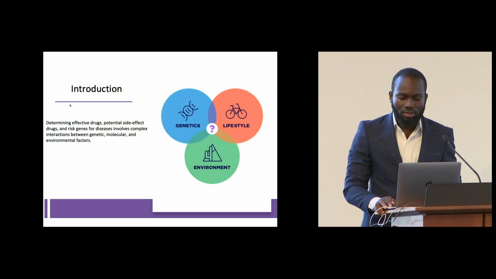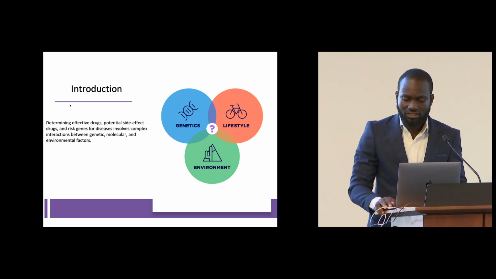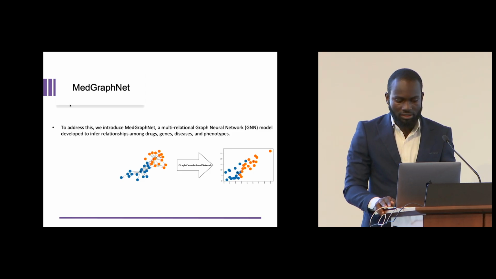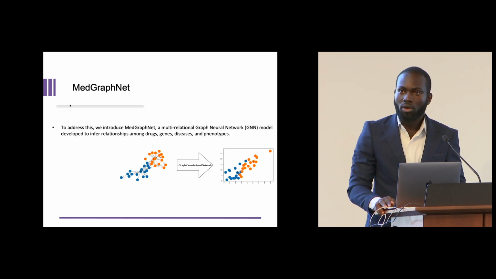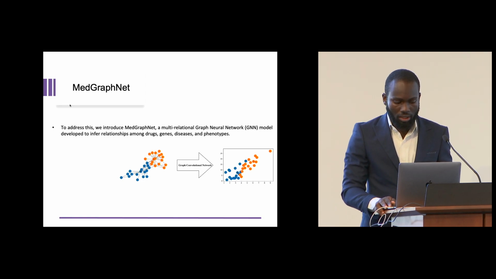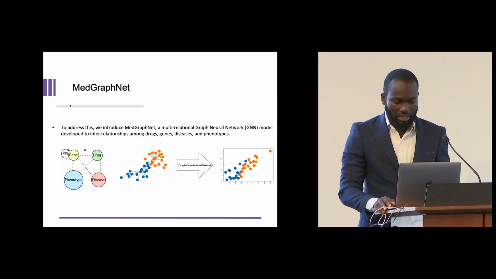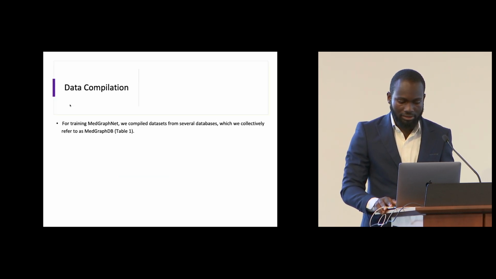I'm Oladimeji Macaulay, and I'll be presenting MedGravNet, which leverages multi-relational GNN and text knowledge for biomedical prediction. It's really important to understand the interactions between biological entities in order to understand the association of these factors to diseases. To address this, we introduced MedGravNet, a multi-relational graph neural network which infers relationships between four biological entities: genes, drugs, phenotypes, that is the side effects, and diseases.